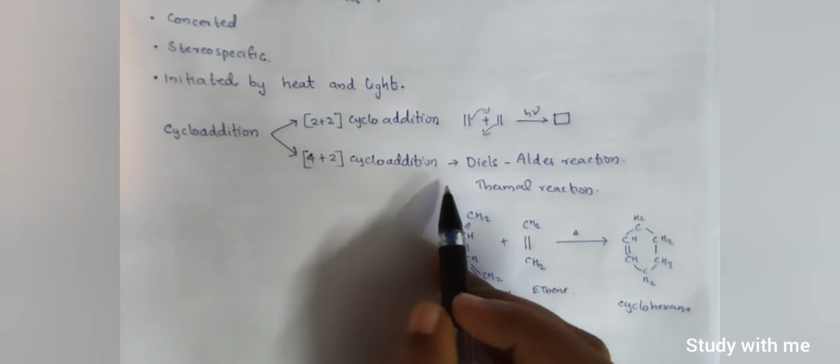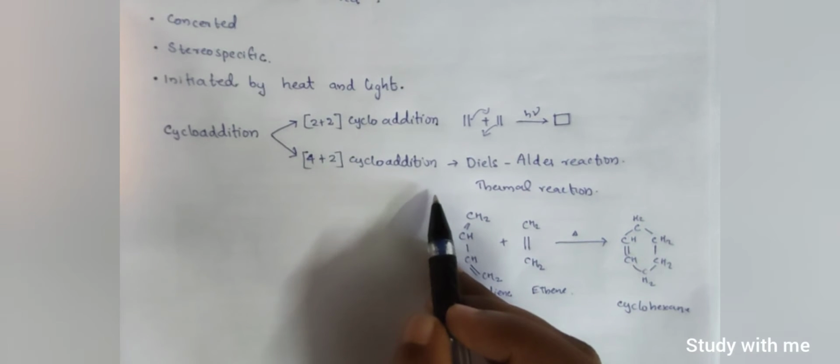This is the example for 2 plus 2 cycloaddition reaction. In this reaction, this pi bond will go to here and this pi bond will go to here and form a cycle. This ring will be formed by this. This is conducted photochemically. And the next one is the 4 plus 2 cycloaddition reaction.